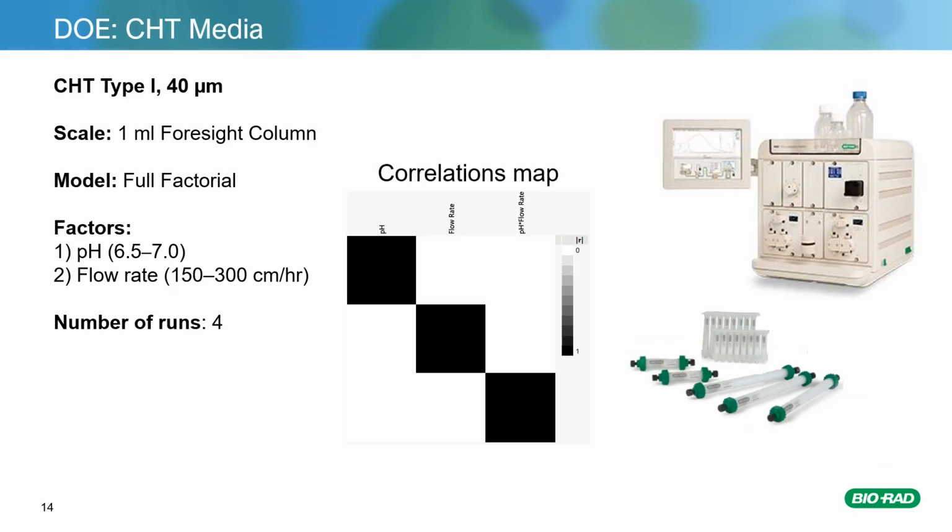In order to get more information about the purification performance of these 3 maps, a DOE study was executed on CHT resin. It was a full factorial design performed using a 1 ml column and the NGC chromatography system. It was a very simple design which required only 4 runs. Factors tested were pH and the linear flow rate.